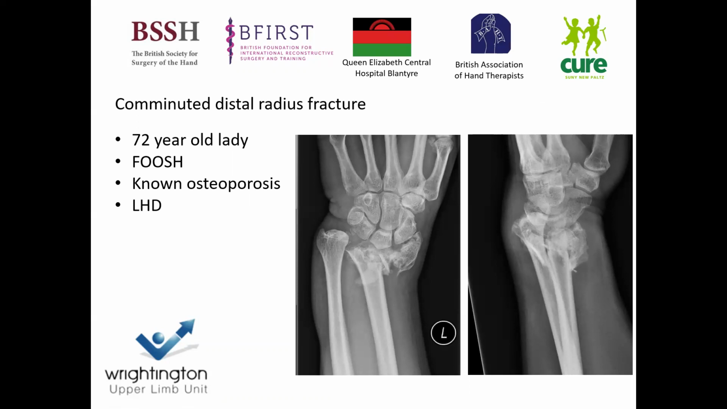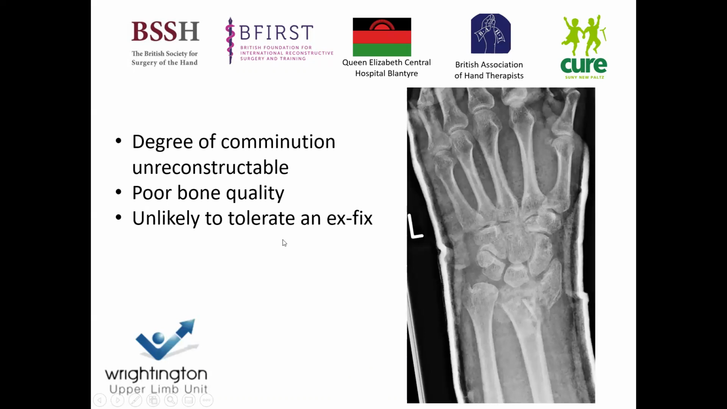Now there's a couple of factors on here. One, you're struggling to make out the articular surface. It's significantly comminuted, and there's a degree of radial deviation that you can see there. So a couple of factors in that original X-ray are making me concerned about the quality of the bone.